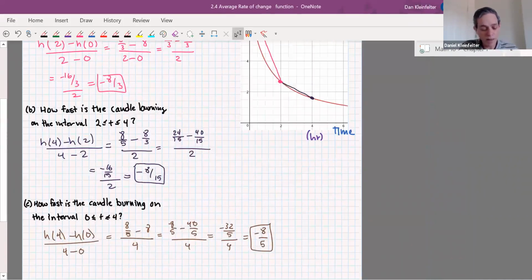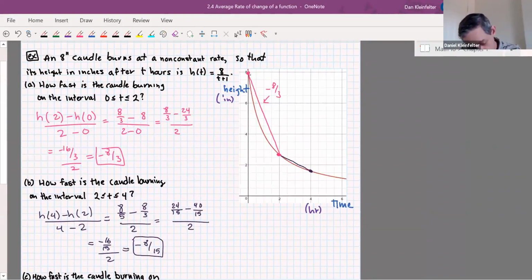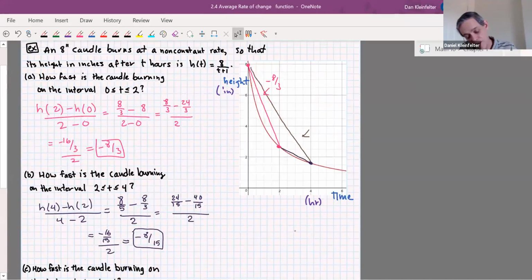Okay, so then that is bigger than negative 8/15, but smaller than negative 8/3 in absolute value. And that makes sense because here we're looking at the steepness over that interval. Sorry, I missed twice. There we go. So this one has slope negative 8/5. This one, the middle one, was negative 8/15.